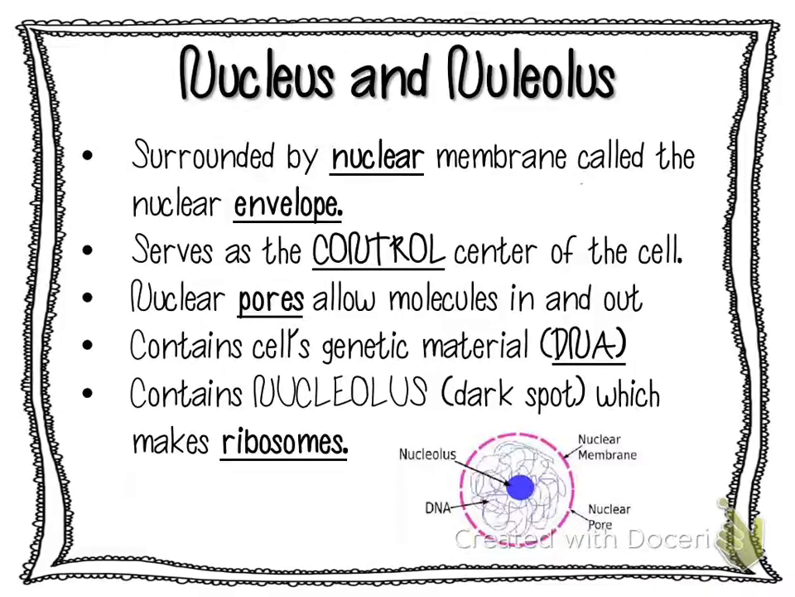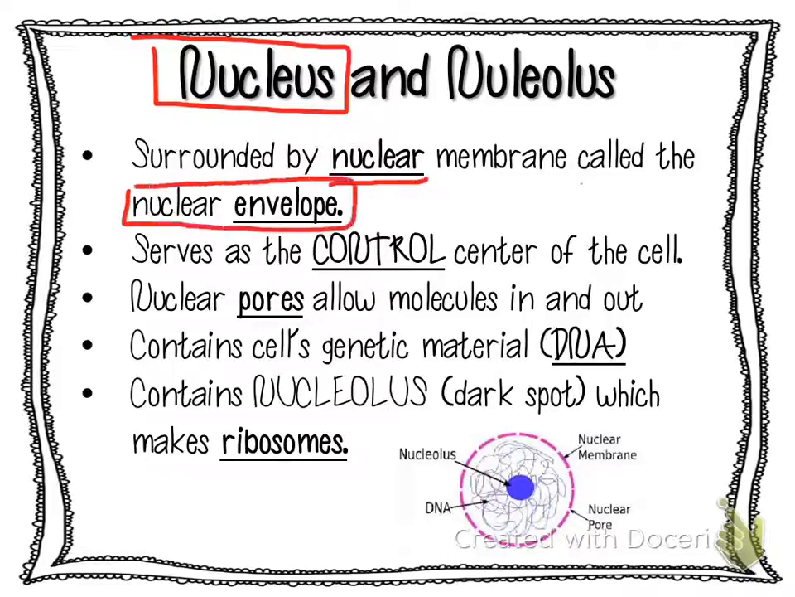Next, we're going to talk about the control center of the cell, and this would be our nucleus. The nucleus is not always in the center of the cell, but it is a concentrated region that has its own membrane called the nuclear membrane. We can also refer to this as the nuclear envelope. So you need to be familiar with both terms when I'm talking about the membrane surrounding the nucleus.